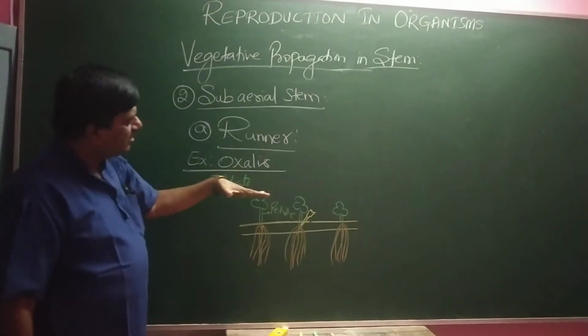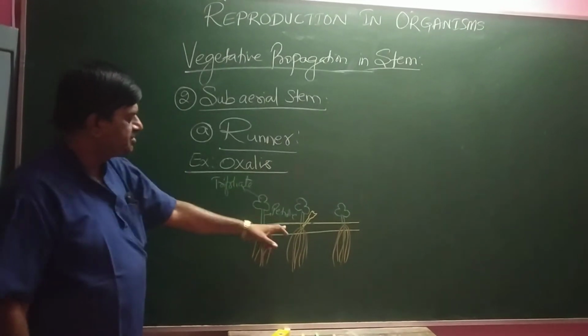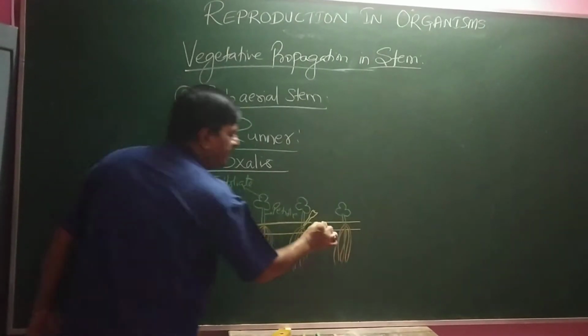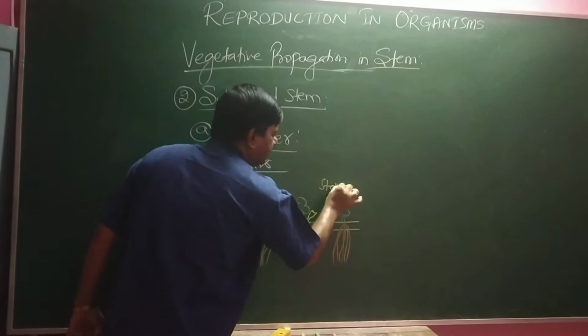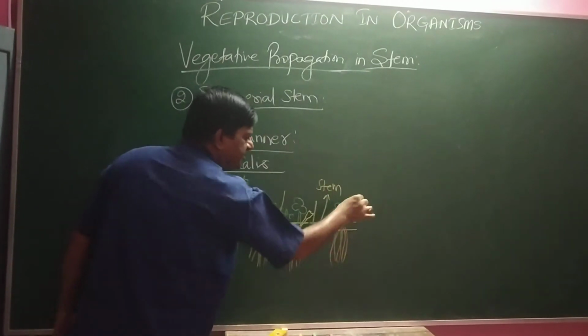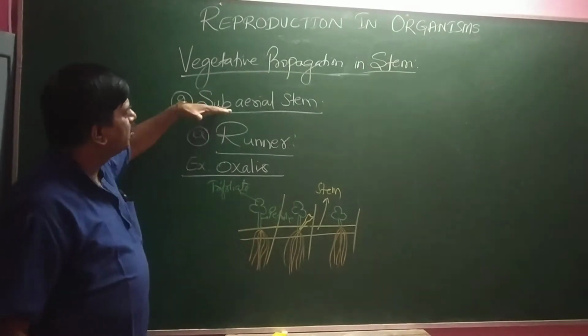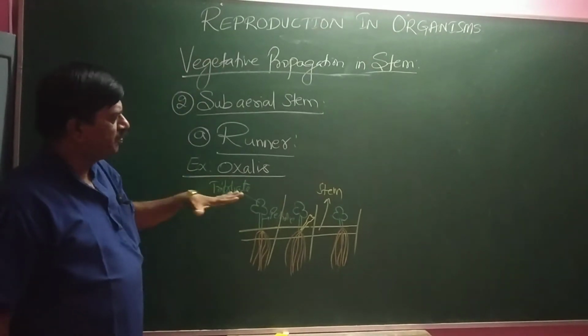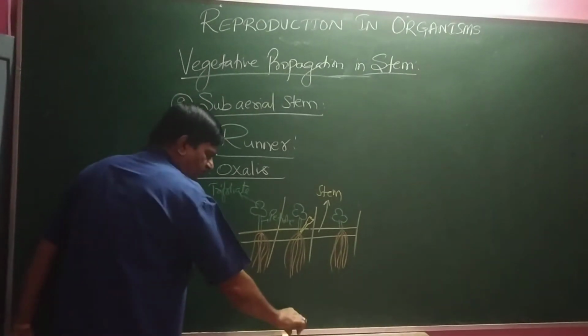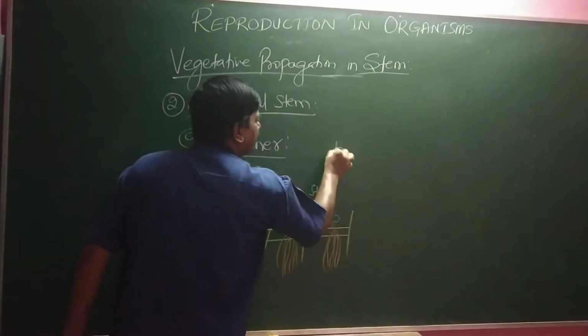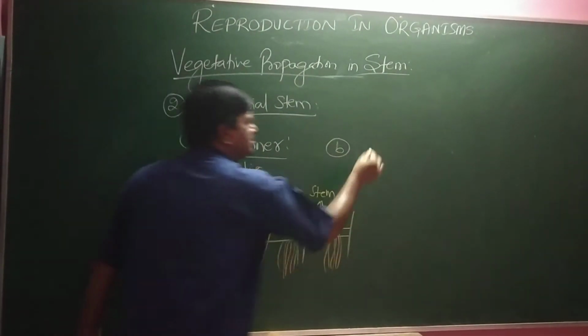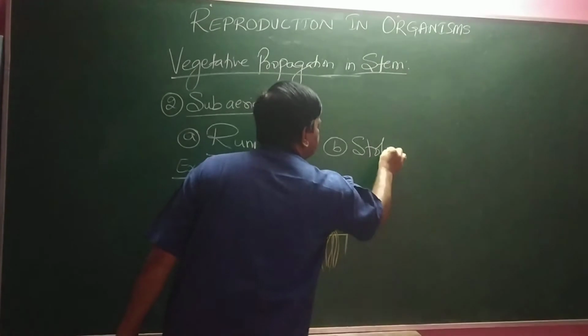In oxalis, the plant stem is cut into pieces, and each piece gives rise to a new plant. Hence, this is also called vegetative propagation. We will go for the second one. The second one is usually called stolon.